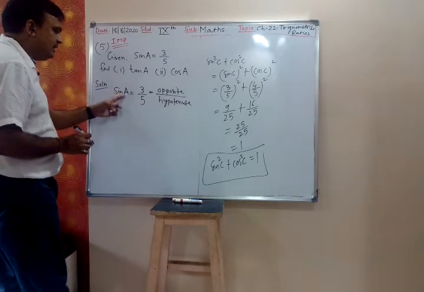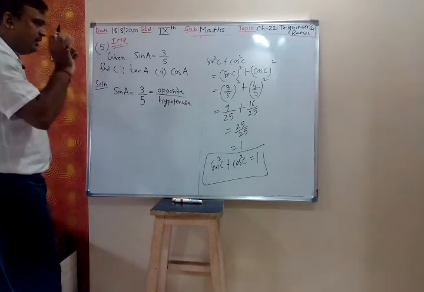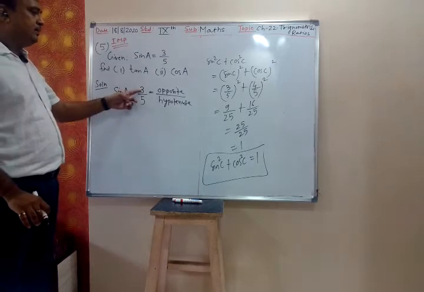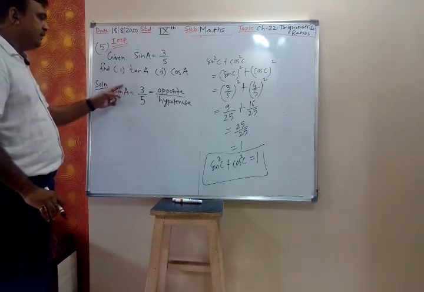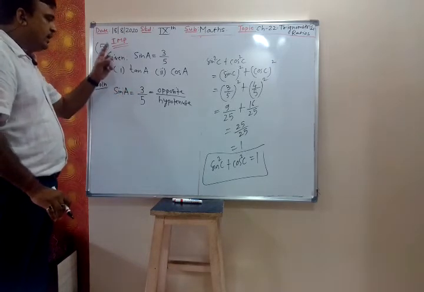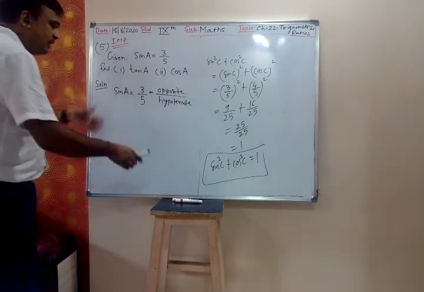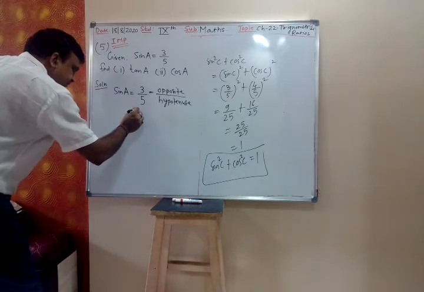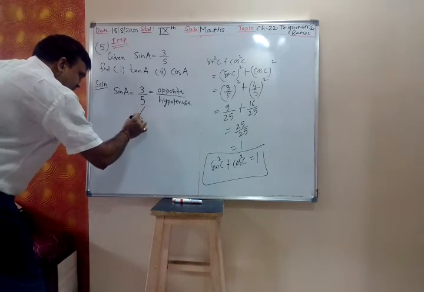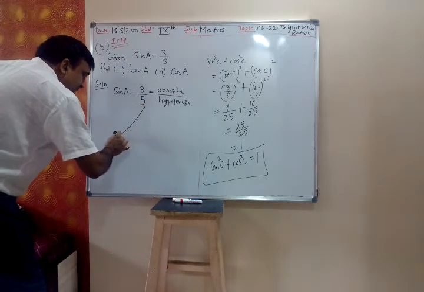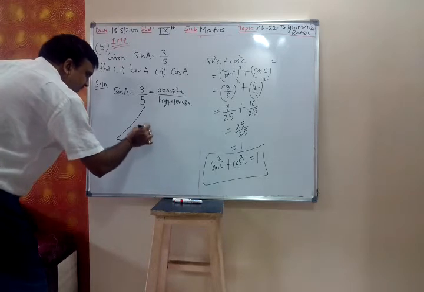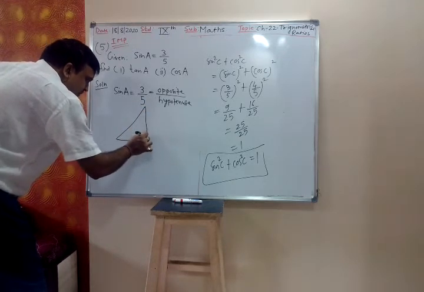And my reference angle is A. Sine A is 3 upon 5. That means my reference angle is A, opposite side is 3, hypotenuse is 5. Let us draw the diagram with the help of this information. So we are given the triangle ABC.